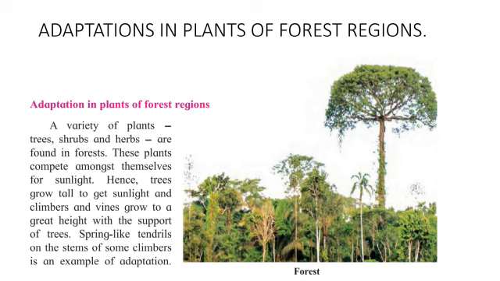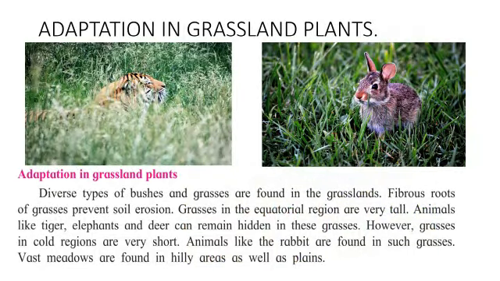Now let us see adaptation in grassland plants. Diverse types of bushes and grasses are found in the grasslands. Fibrous roots of grasses prevent soil erosion. Grasses in the equatorial region are very tall. Animals like tiger, elephants, and deer can remain hidden in these grasses. However, grasses in cold region are very short. Animals like the rabbit are found in such grasses. Vast meadows are found in hilly areas as well as plains.